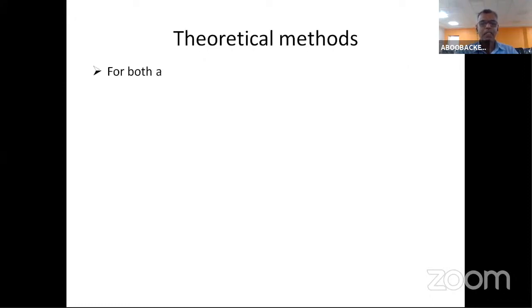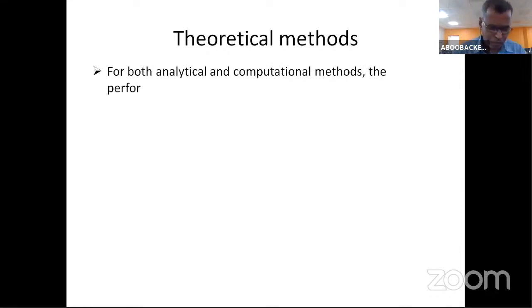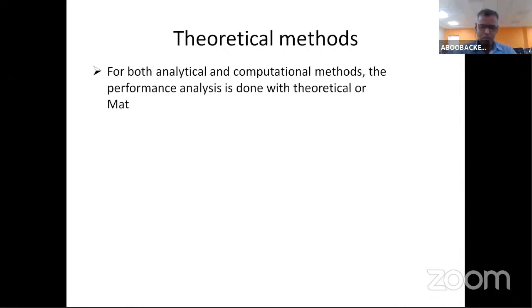And second is the theoretical method. For experimental, what we need is physical equipment. A physical thing is to be made, constructed or fabricated using the resources available in nature, so natural resources. But for theoretical models, we do not use these physical resources. What we need is a mathematical model.